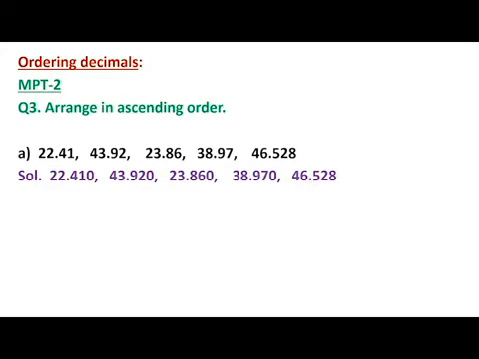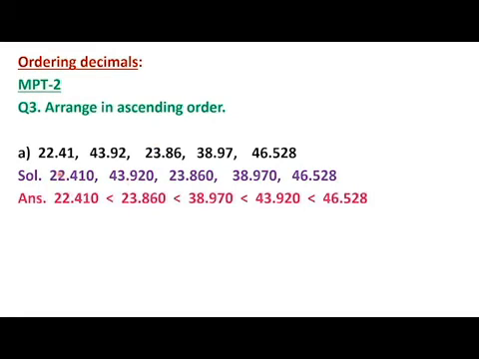Now we will start comparing. Here the whole number part we will compare first. So this is 22, 43, 23, 38 and 46. Ascending order means moving from the smaller number to the bigger number. First of all we find here 22 is the smallest whole number. That means 22.410 is the smallest number. Then comes 23.860 and then 38.970, then 43.920 and then at last 46.528, which is the biggest number. So this is your ascending order arrangement.